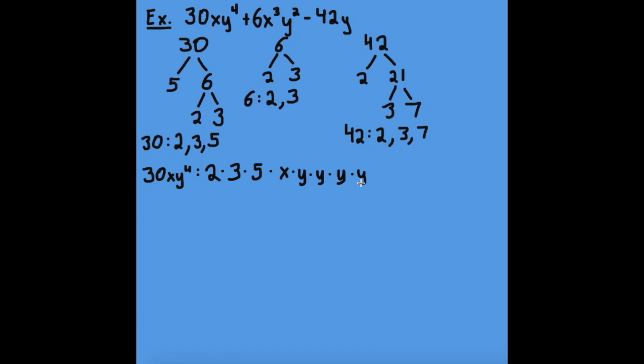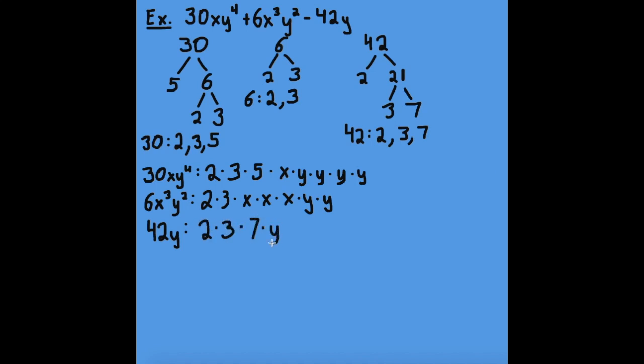Since the prime factors of 6 are 2 and 3, 6x cubed y squared can be broken down into 2 times 3 times x times x times x times y times y. Since the prime factors of 42 are 2, 3, and 7, 42y can be broken down into 2 times 3 times 7 times y.